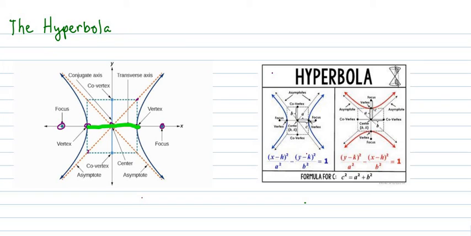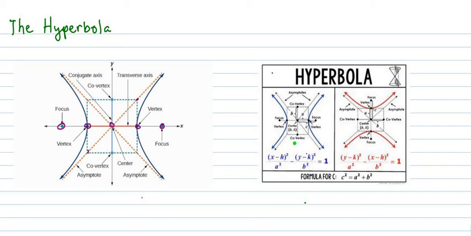Take note that the transverse axis is always parallel or aligned with a line connecting the two vertices of the hyperbola. Then this one is the covertex. Take note, when you draw your asymptote, it will pass through the center and through the four corners of this rectangle. So this is our asymptote.